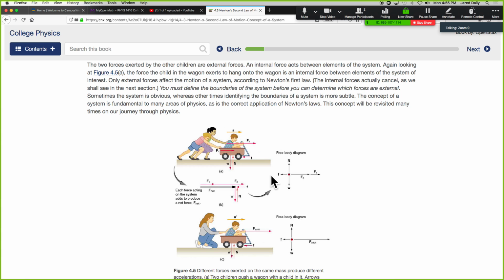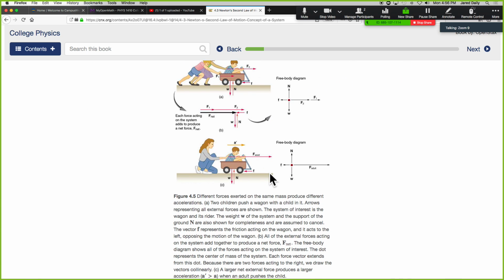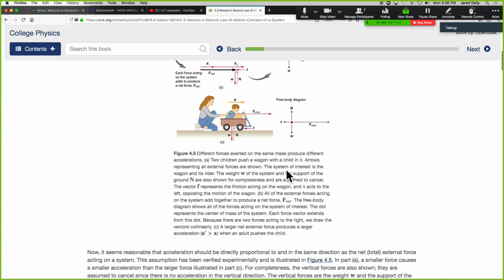And then we have a frictional force, which frictional forces always act opposite the motion. So if this wagon is moving forward, which it is, then the friction will act backwards and it will kind of slow down the wagon a little bit. And here, this is our free body diagram for that system. Now, what if we have a different system? What if we define the child as the system, not the wagon? Let's see. Is that what they're doing here?